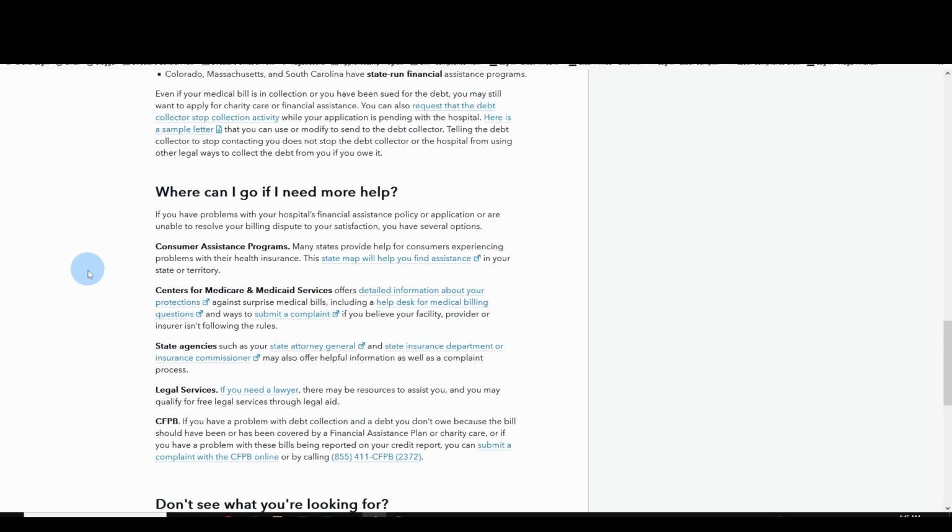The Centers for Medicare and Medicaid Services offers detailed information about your protection against surprise medical bills, including a help desk for medical billing questions and ways to submit a complaint if you believe your facility, provider, or insurer isn't following the rules. State agencies, such as your state attorney general and state insurance department or insurance commissioners, may also offer helpful information as well as a complaint process. Legal services. If you need a lawyer, there may be resources to assist you, and you may qualify for free legal services through legal aid.